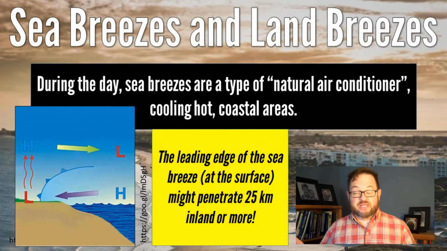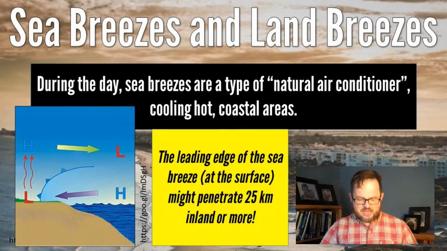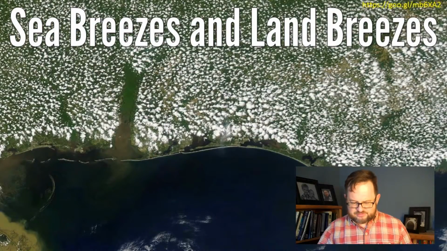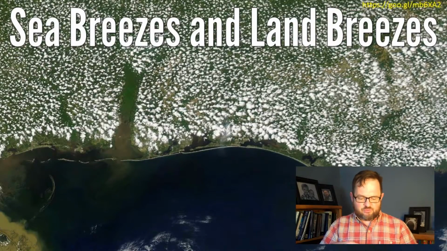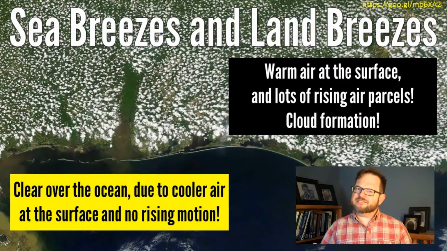Obviously examples where it has penetrated hundreds of kilometers can be found, but a typical distance is like 25 kilometers or something like that. Let me show you an example here. Here's a picture from a satellite of a coastal region, and you can see the land where all those little puffy clouds are, and you can see the ocean where it's relatively clear. And wait a minute, why are all those little puffy clouds there?